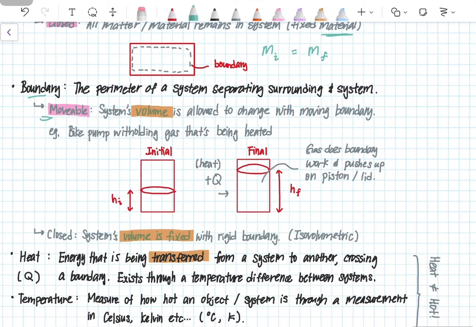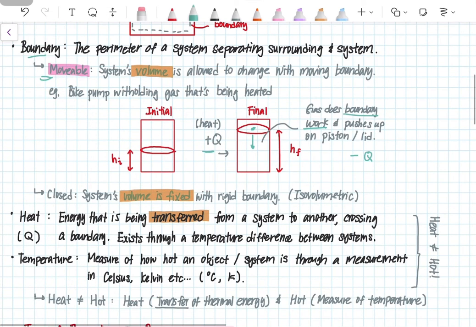When you're heating it, when you're adding Q to the system, the boundary, which is this lid, is able to move up. Or when you cool it, when you take heat out of the system, the lid is able to go down. So when you heat it up, the gas basically does boundary work and pushes up on the piston or on the lid. And when you take heat out of the system, the gas contracts and basically the lid will fall.